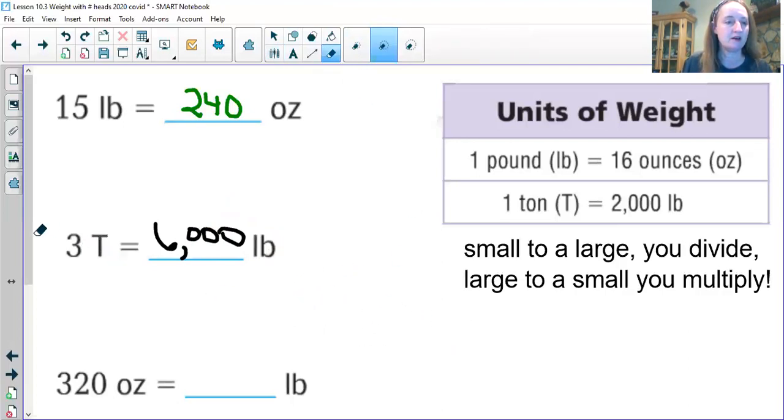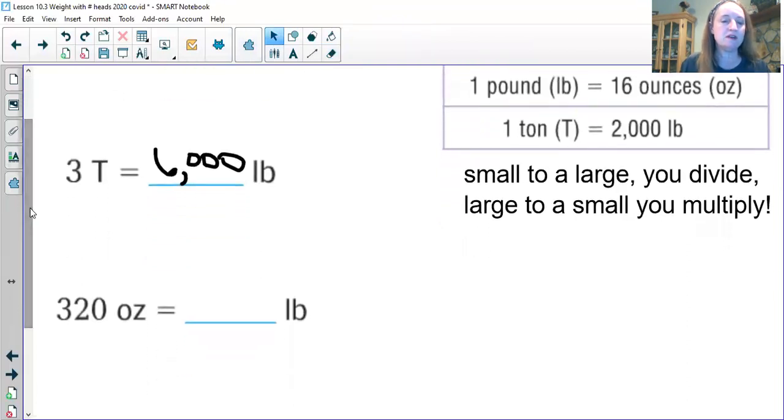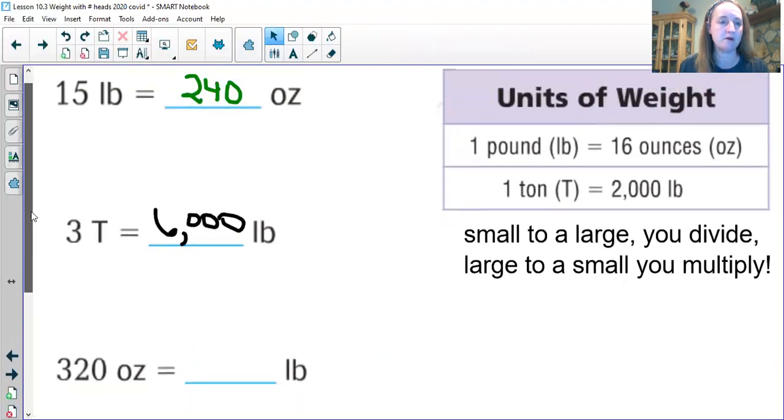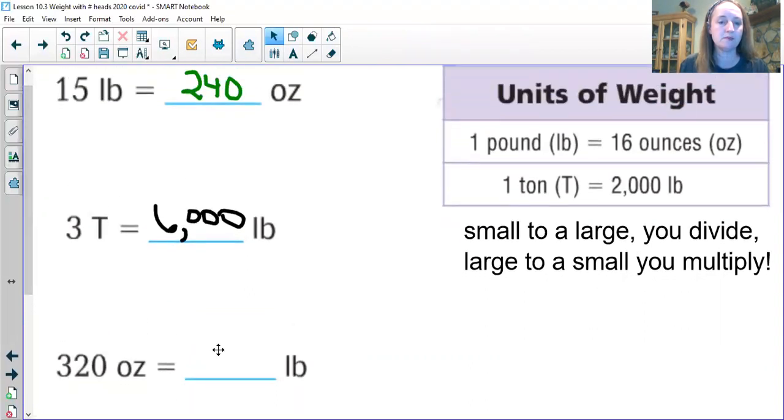And we're going to move on down here to our last question on this slide. This says 320 ounces equals how many pounds? All right, remember, we know ounces are smaller than pounds because we could prove that right up here. Remember how 16 ounces equal 1 whole pound? That means there's a lot of those to equal 1 big pound. So you know that these are smaller. So you're going to go from a small to a large, ounce to pound. When you go from small to large, you divide.